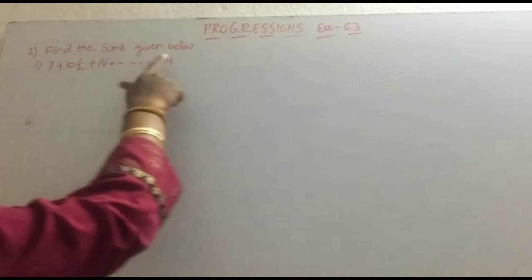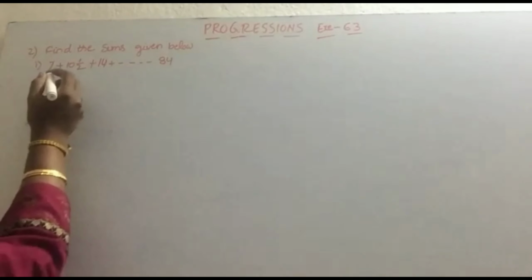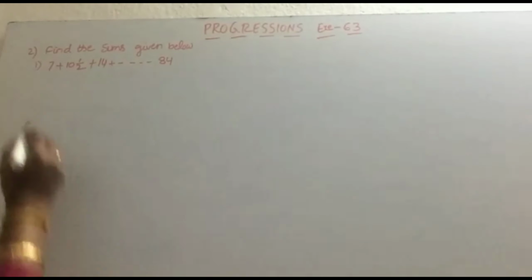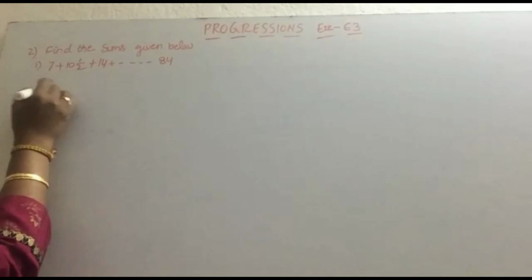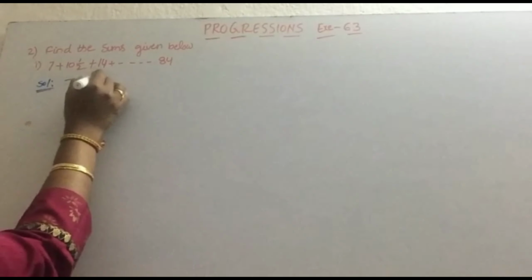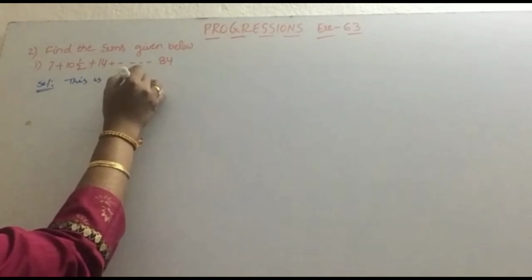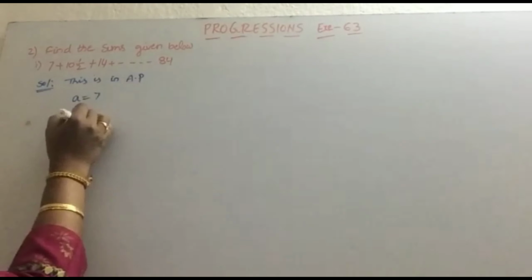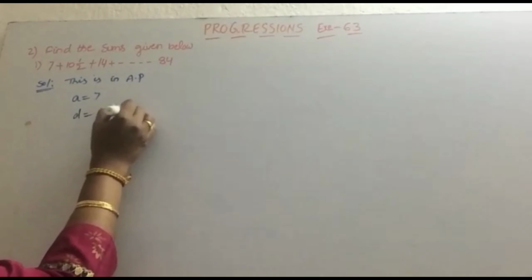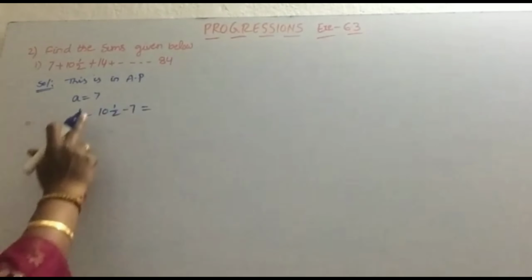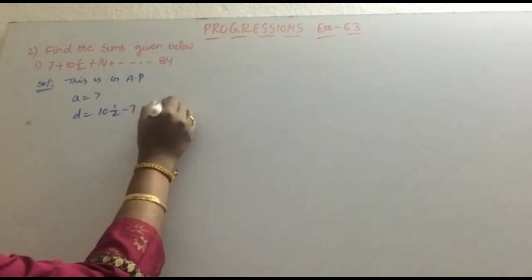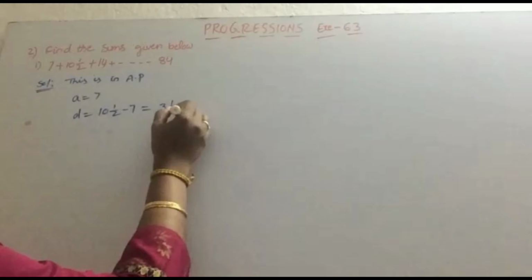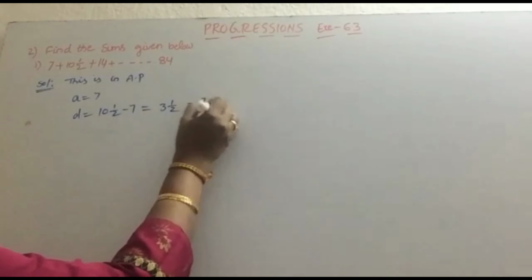Next problem is find the sums given below. And in this, first one is 7 plus 10 1 by 2 plus 14 and so on up to 84. This is in AP. So a is equal to 7 and d equal to 10 1 by 2 minus 7. That is equal to 10 minus 7, that is 3, 3 1 by 2. So 3 1 by 2 means 7 by 2.